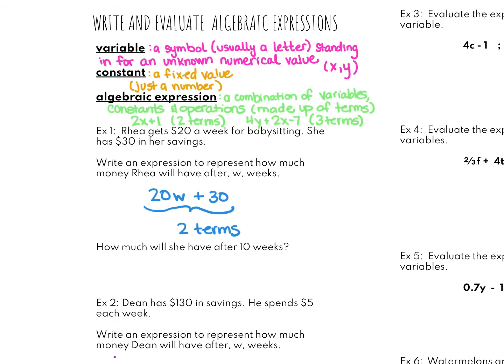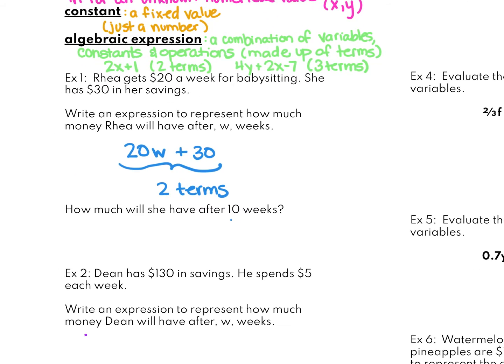So how much will she save after 10 weeks? After 10 weeks, what we're saying is W is equal to 10. So we're going to take our expression and substitute in 10 for W. So we're going to take out where that W is right there and plug in 10, and of course add 30 to that. This is where your order of operations comes in handy here. We're going to do our multiplication first, 200 plus 30. And that's going to give us $230 after 10 weeks.